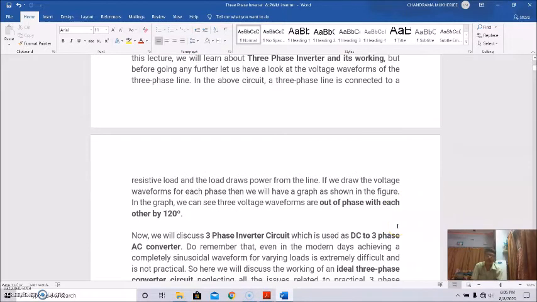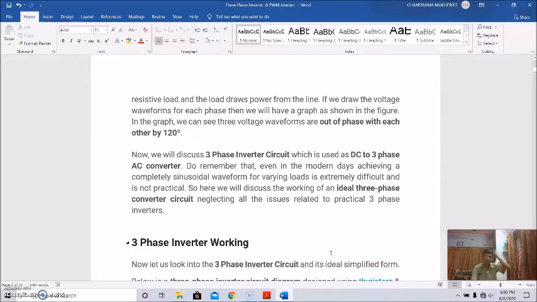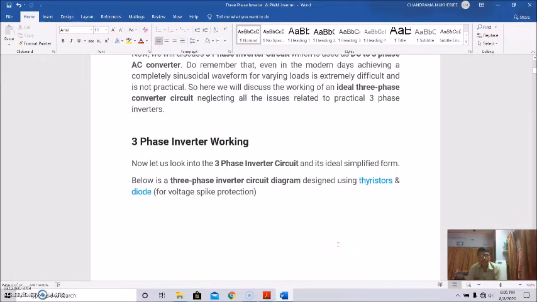Now we'll discuss the three-phase inverter circuit, which is used as a DC to three-phase AC converter. Remember that even in modern days, achieving a completely sinusoidal waveform for varying loads is extremely difficult, and it's not practical. So here we'll discuss the working of an ideal three-phase inverter circuit, neglecting all the issues related to practical three-phase inverters. So the three-phase inverter circuit in its ideal simplified form will be looked at now.